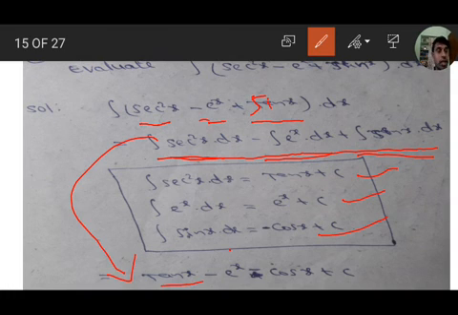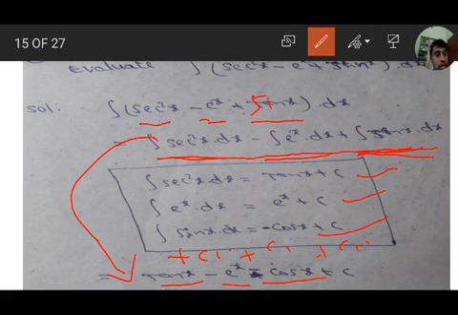Integration of minus e to the power of x is minus e to the power of x, as it is. Integration of sin x is minus cos x. Therefore, for every one we get: integration of sec square x is tan x plus c1, e to the power of x plus c1, minus cos x plus c1.